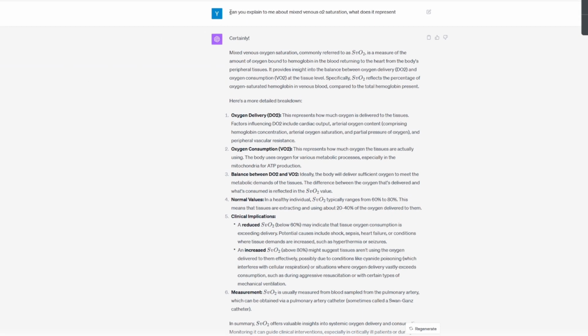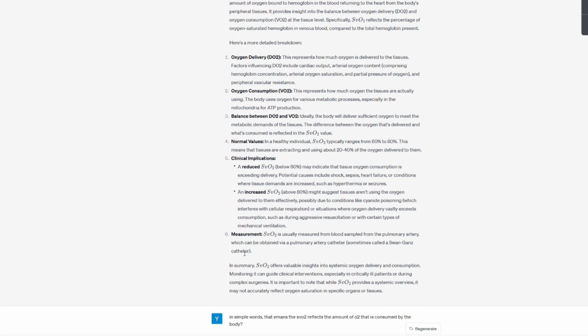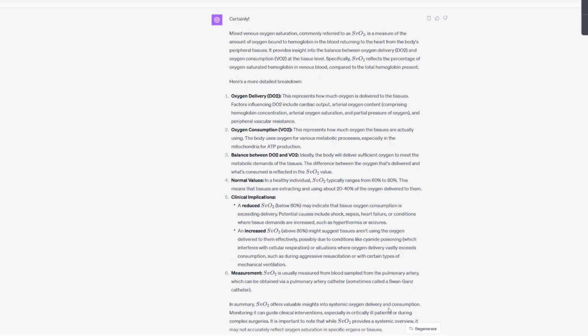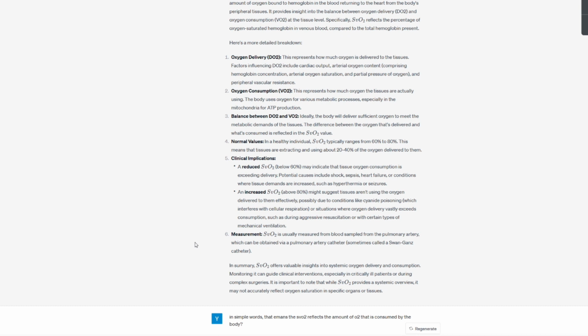We go to ChatGPT over here, and you can type whatever in ChatGPT. It's very smart. So, can you explain to me about the mixed venous oxygen saturation? What is it? And then it gives you an explanation, and you try to read that. In summary, it offers valuable insight into systemic oxygen delivery and consumption, and so on. After you read it, you have some idea, and you want to try to clarify: okay, I think I get it now. ChatGPT, does that mean that this reflects the amount of oxygen that's consumed by the body?